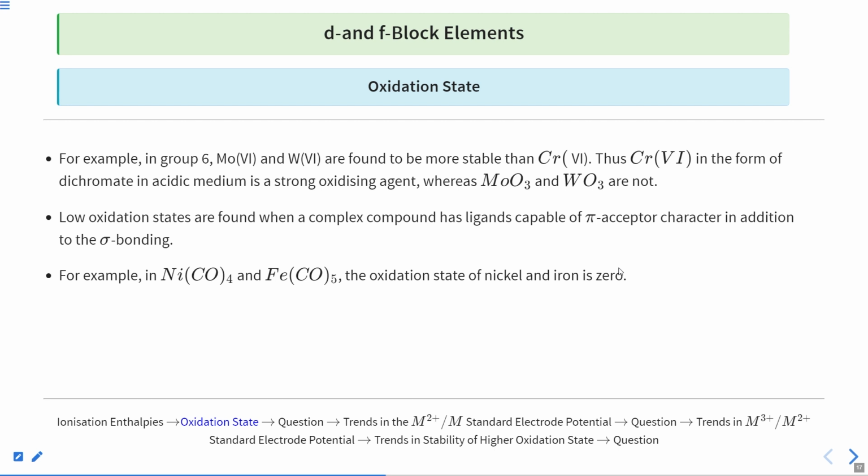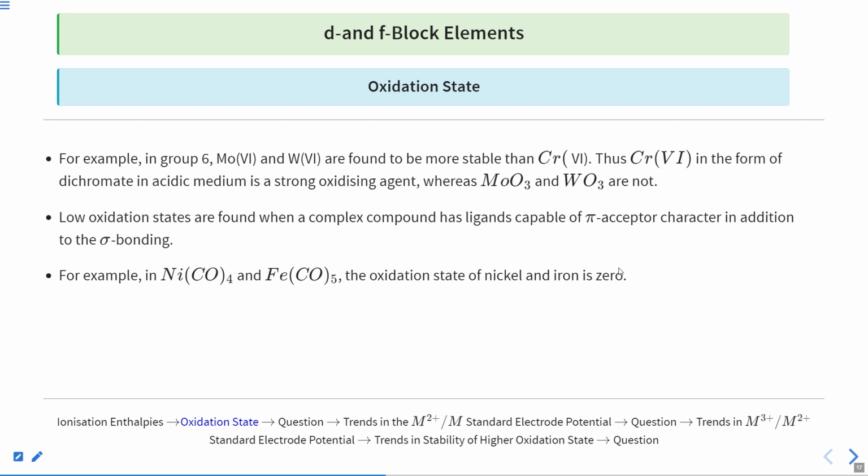For example, molybdenum 6 and tungsten 6 are found to be more stable than chromium 6. Chromium 6 in the form of dichromate in acidic medium is a strong oxidizing agent, whereas MoO3 and WO3 are not. Low oxidation states are found when a complex has ligands capable of pi acceptance, in addition to the sigma bonding.